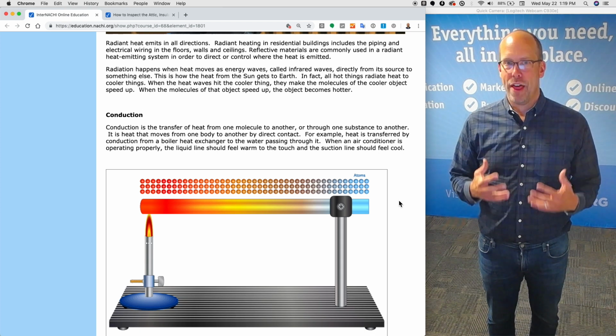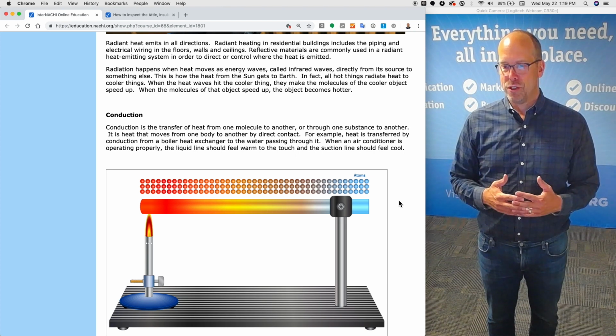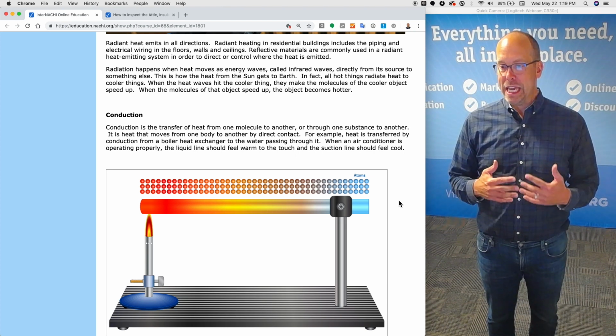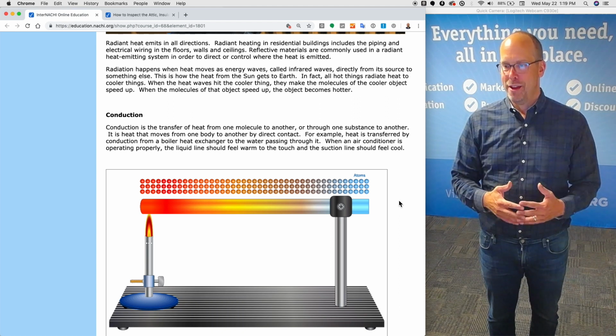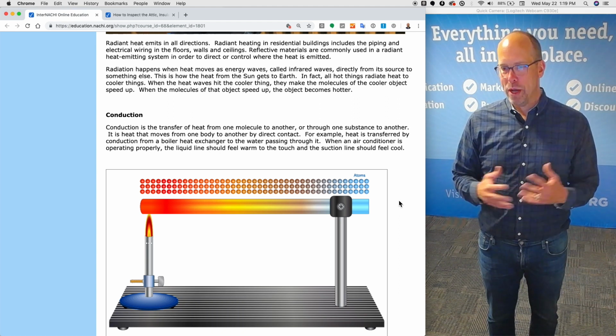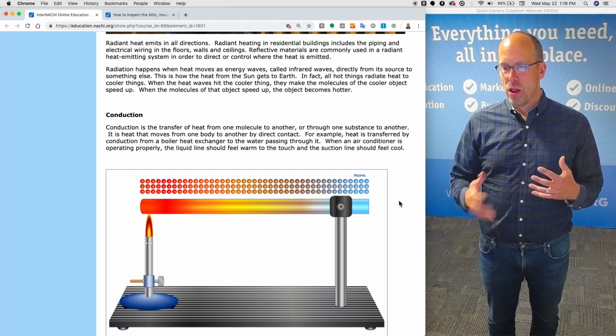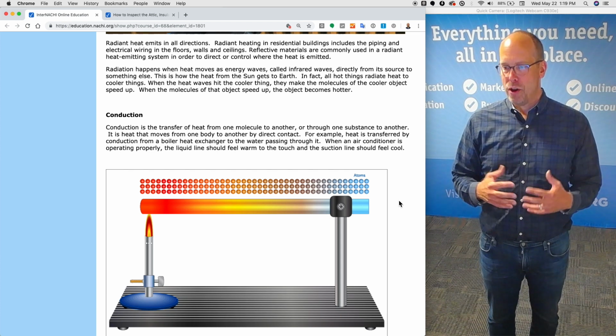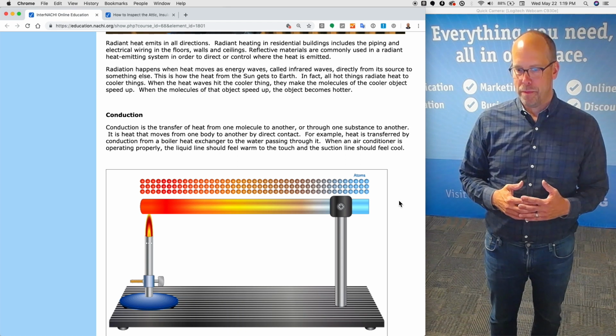In fact, all hot things radiate heat to cooler things. When the heat waves hit the cooler thing, they make the molecules of the cooler object speed up, wiggle around, and move. When the molecules of that object speed up, the object becomes warmer.